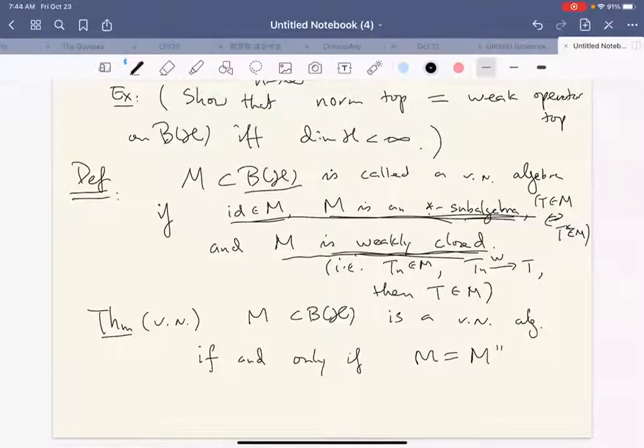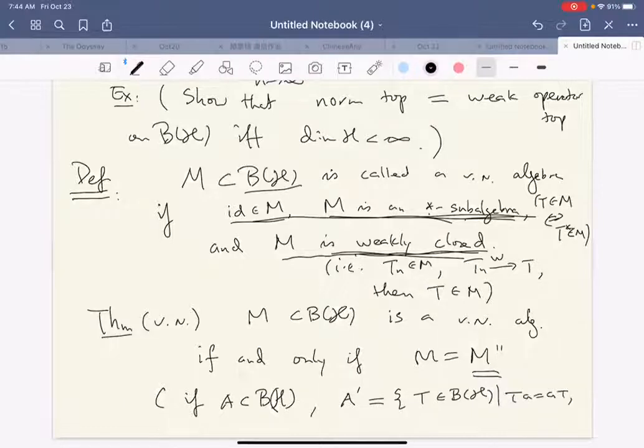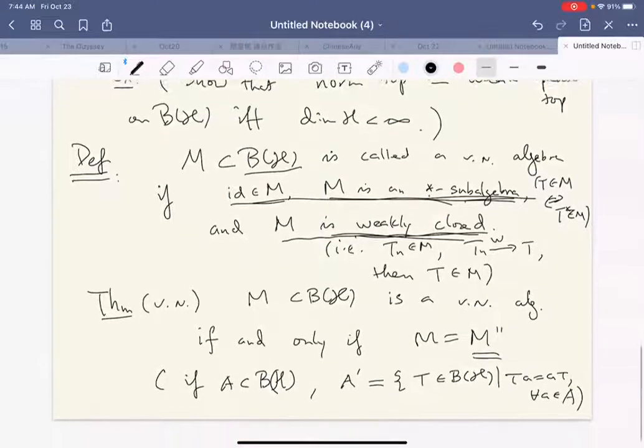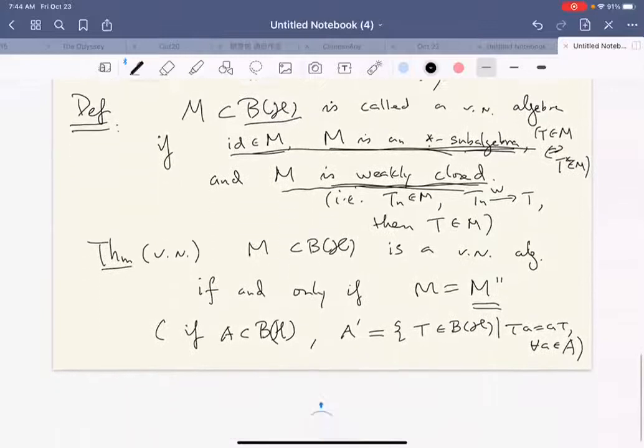So I will have this notation here. Let me tell you what this is. If A in B of H is any set, A prime is defined to be another set. It's defined to be the commutant. So this is all T in B of H such that TA equals AT for all A in this set. Okay, so that's the definition of commutant. And let's look at von Neumann's theorem.